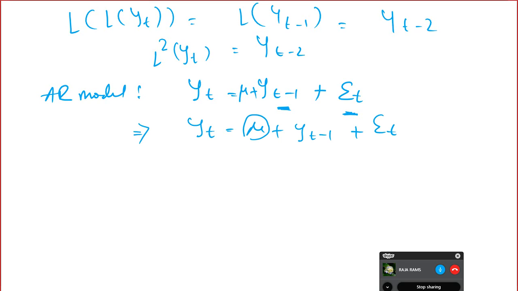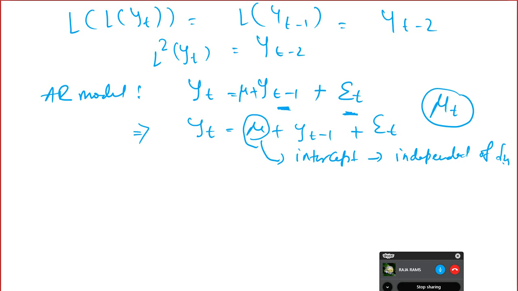Yes, this is the intercept. And this is independent of time. So this is not mu t. This is not changing with time. This is the same for all t. Got your point?